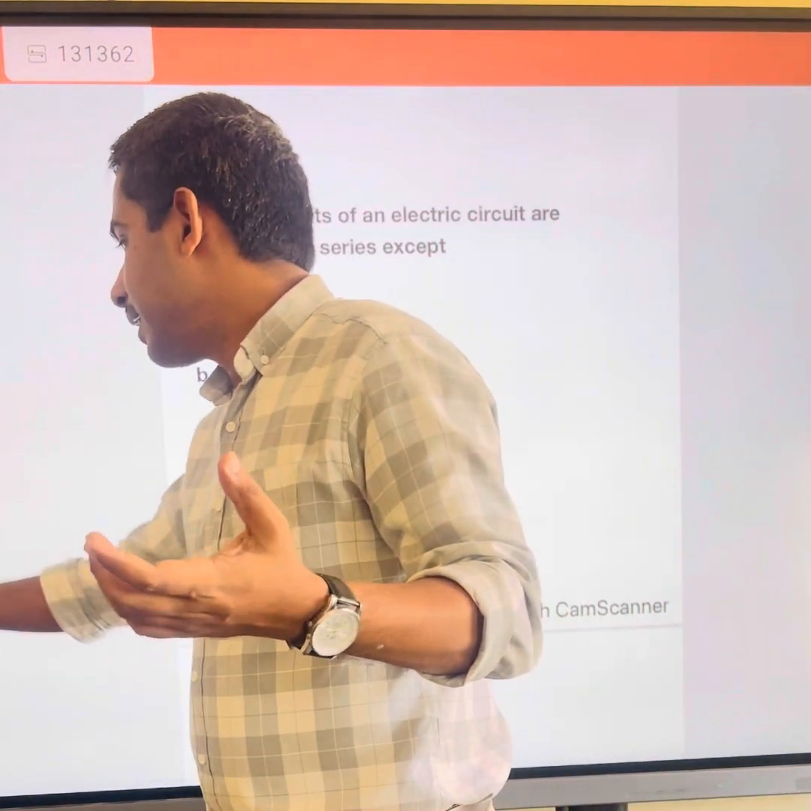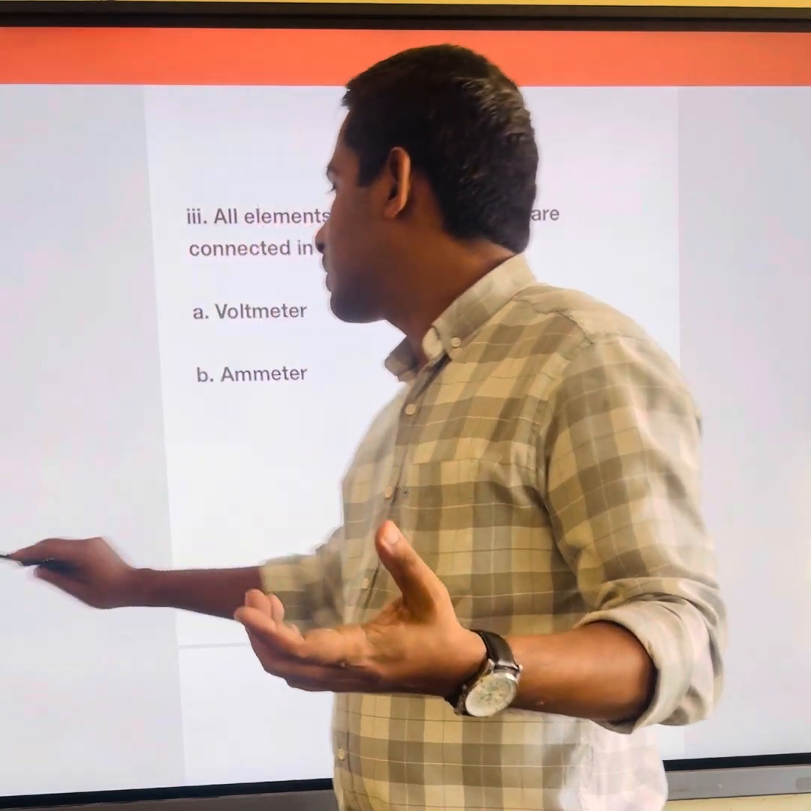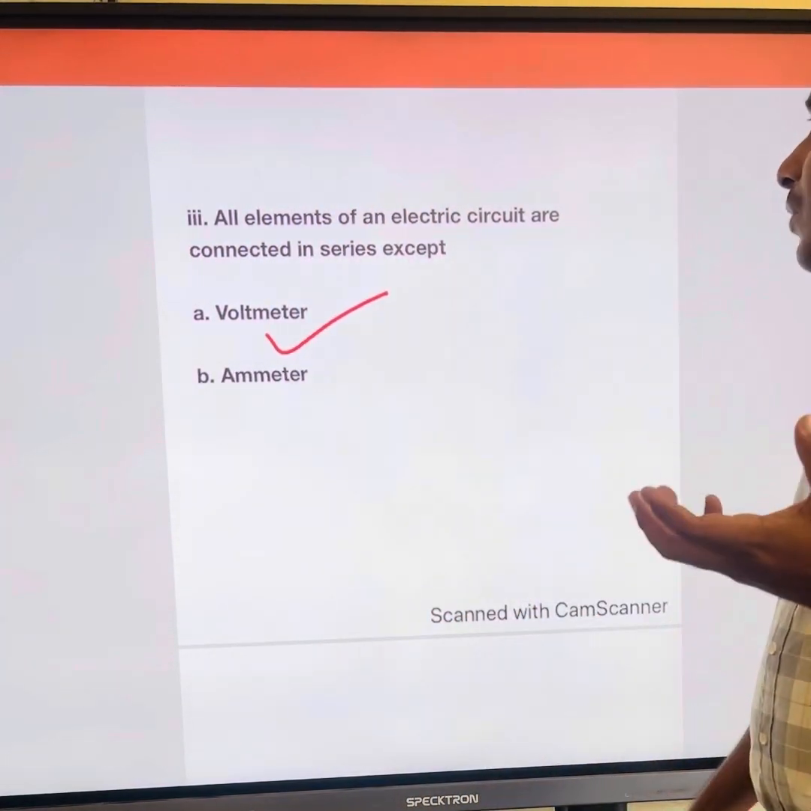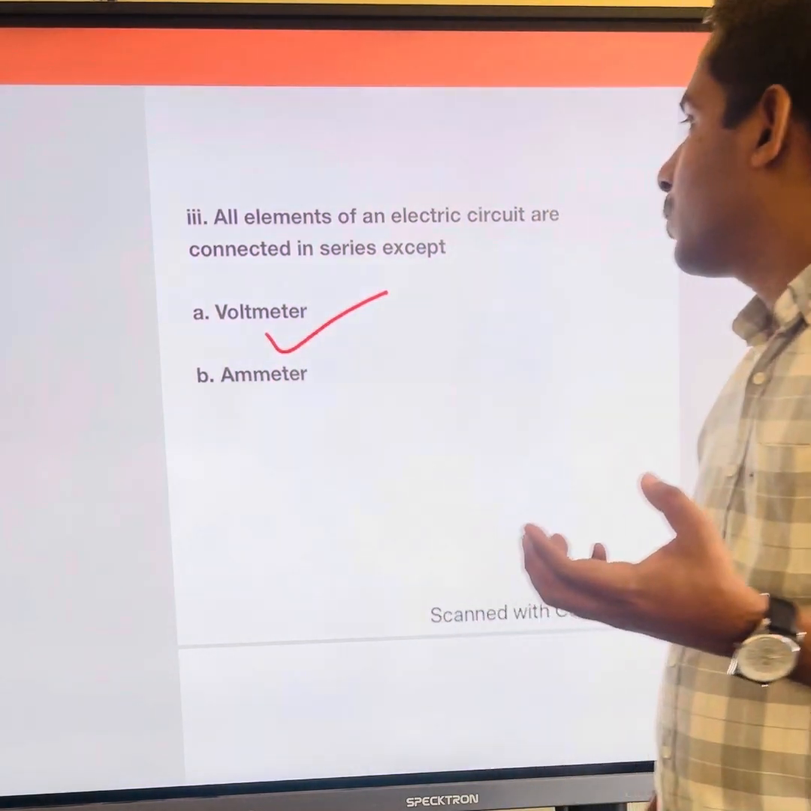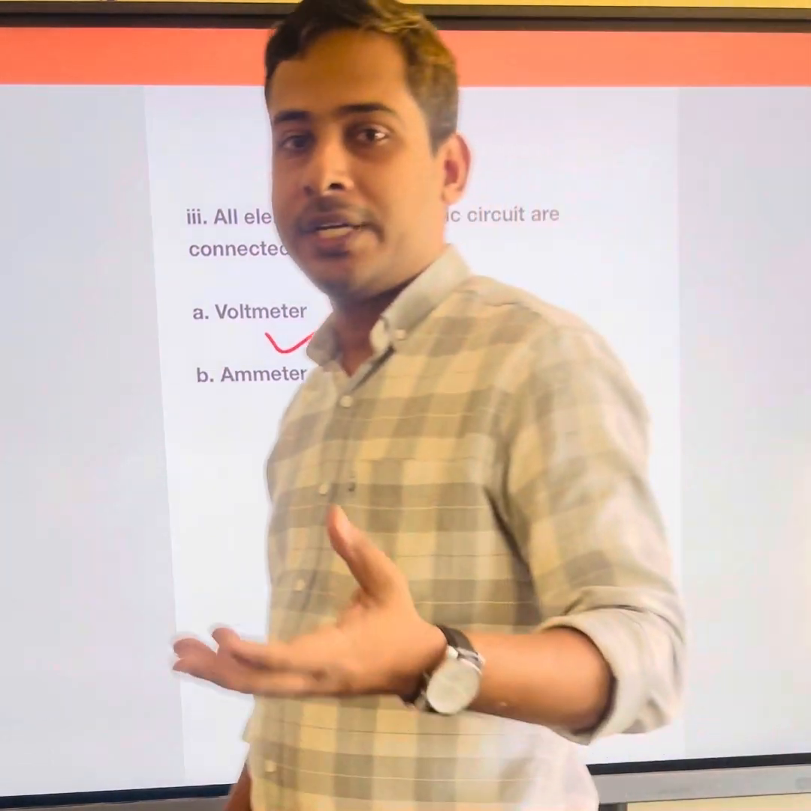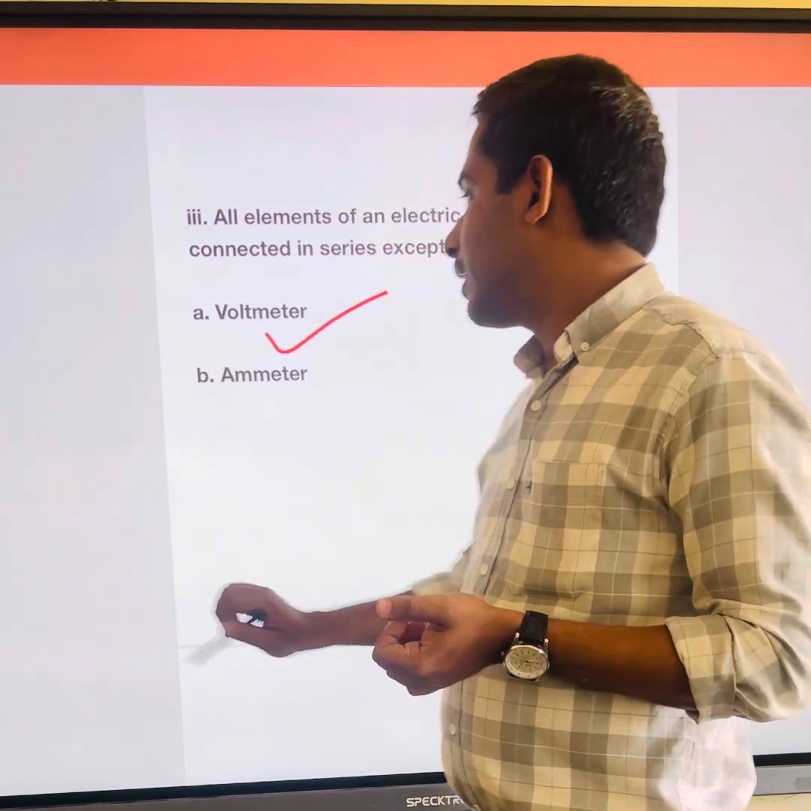That is the answer. So you have to keep in mind voltmeter is always connecting in parallel. Our question was that only all elements of an electric circuit are connected in series except voltmeter. Right? Very easy question. Then I'm moving to the next question.